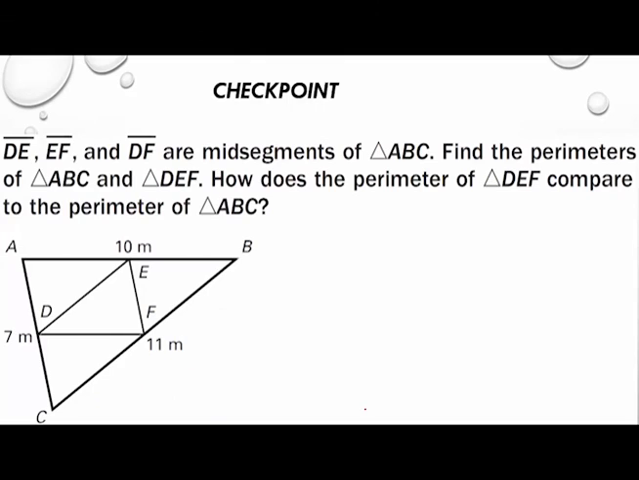Last checkpoint problem. Line segment DE, line segment EF, and line segment DF are midsegments of triangle ABC. Find the perimeters of triangle ABC and triangle DEF. How does the perimeter of triangle DEF compare to the perimeter of triangle ABC?